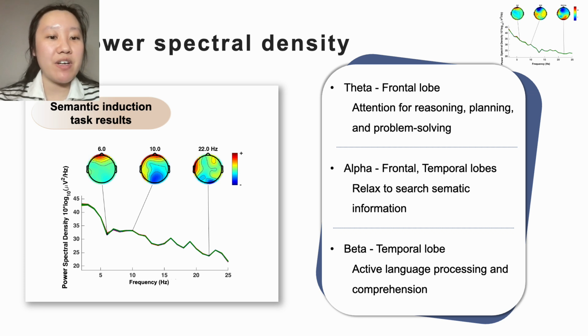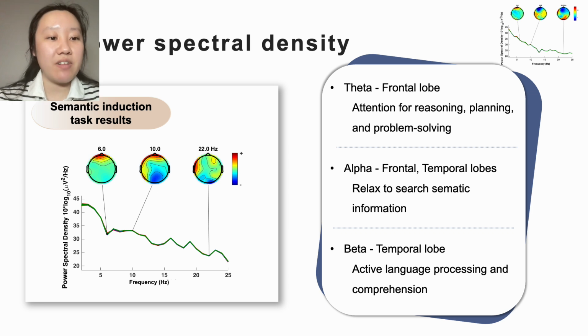Whereas for the alpha wave result, we will find that the alpha wave is active in the frontal and temporal lobes. The alpha wave is related to some relaxed condition or some not alert condition. So we can find that in the semantic memory process, people will relax to search the semantic information, which is important to build up or increase creativity.